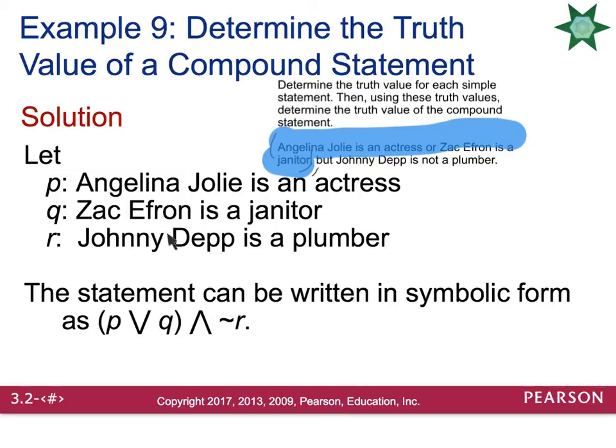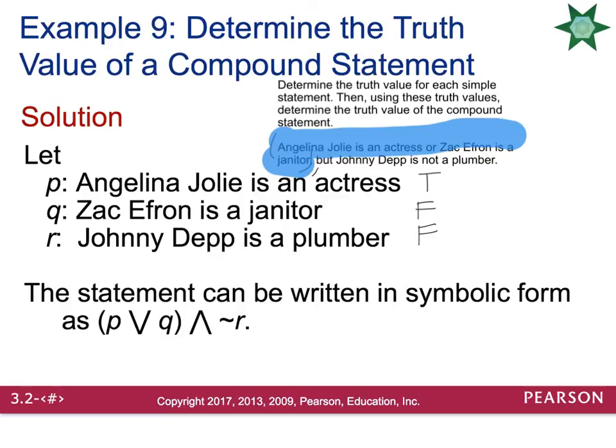Okay, so let's look at the truth value of this. Now we know that P is true, right? So let's look at the truth values for these before we move on. This one's true. Zac Efron is a janitor? No, that's false. Okay. Johnny Depp is a plumber? No, that's false. So we know the truth values of these statements, so we can assign them. P is true, Q is false, and R is false.